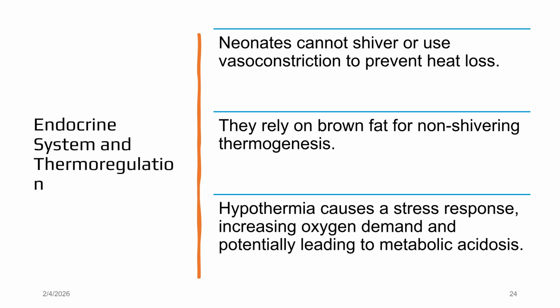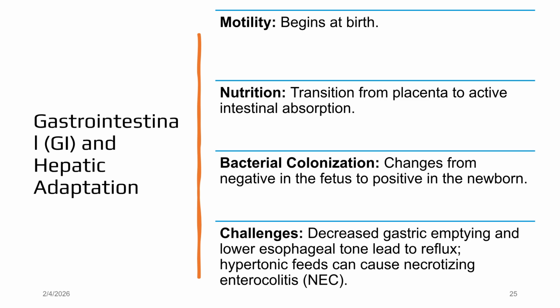Regarding the endocrine system and thermoregulation, neonates cannot shiver or use vasoconstriction to prevent heat loss, relying instead on brown fat for non-shivering thermogenesis. Hypothermia is a stress response that increases oxygen demand and can lead to metabolic acidosis. In GI and hepatic adaptation, motility begins at birth, and nutrition transitions from placental supply to active intestinal absorption.